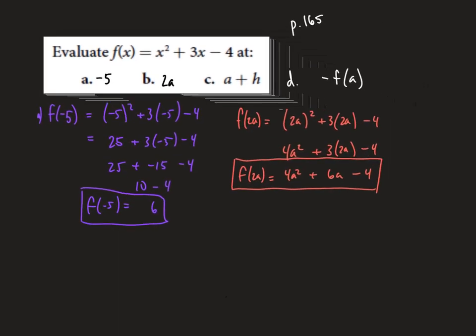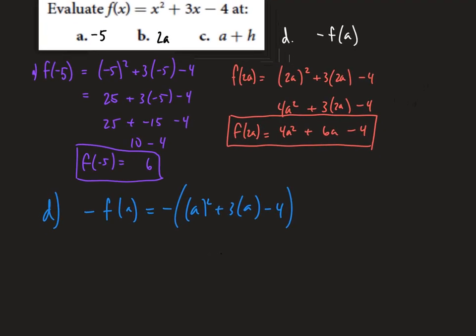So then we're going to take this expression. Actually, I'm going to save C for last. It's the most complex one, so I'll save that one for last. So I'm looking at D here. So I want to find negative f of a. What that means, essentially, is we're going to take our function, we're going to plug a in everywhere we're seeing x. So a squared plus 3a minus 4. And then I'm going to take that whole thing and make it negative. Make it the opposite of what it was.